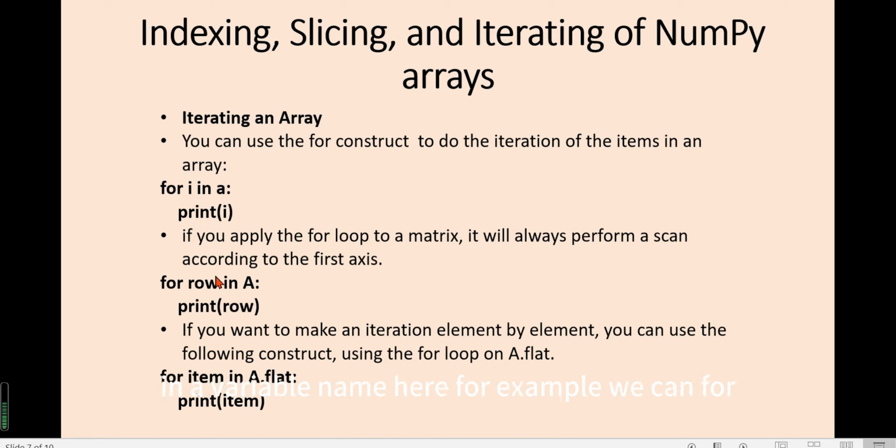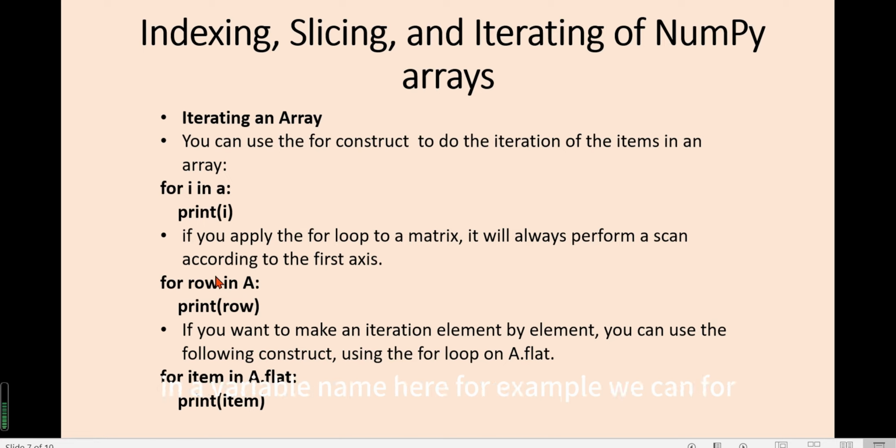For example, we can write for value in A: print value. It is the same. We also print each row of this matrix, but usually we write for row in A: print row. Then each row of this matrix will be printed out.